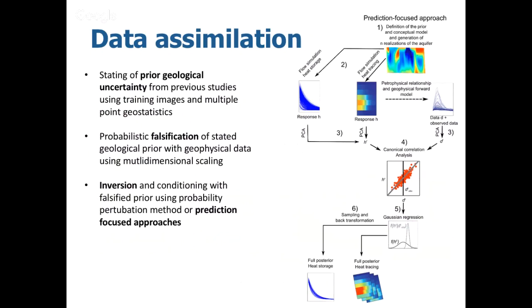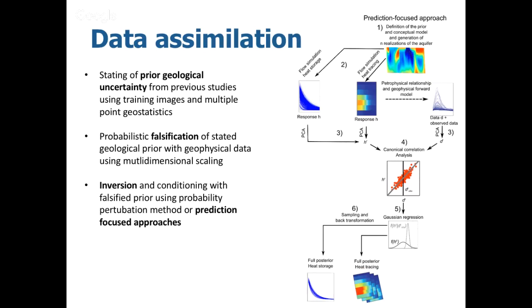Then, if we want to assimilate different data, the basic idea is that instead of doing inversion, that is, using hydrogeological and hydrogeophysical data to find some parameters, and then from the parameters making some prediction, we try to go directly from the data to the prediction of interest. That bypasses the inversion completely, and that's why it's called a prediction-focused approach.